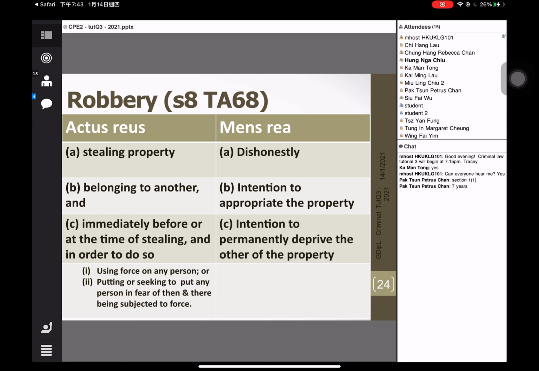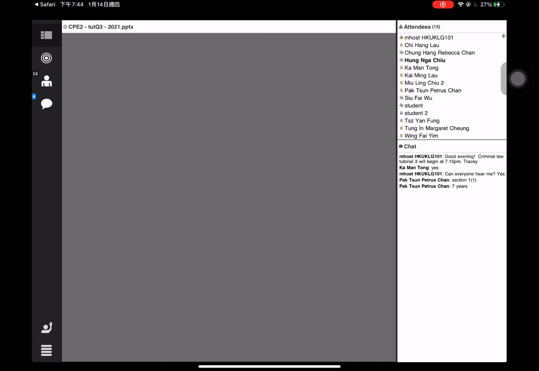So it uses force on any person, or putting or seeking to put any person in fear of then and there being subjected to force. So that's the actus reus. We would always consider that first, and then we would look at dishonesty, intention, and mens rea. So both intentions, intention to appropriate the property and intention to permanently deprive the owner of the property. Okay, so the elements of theft are a prerequisite. If there is a difficulty establishing the prerequisite, then we're going to have a problem with the robbery.